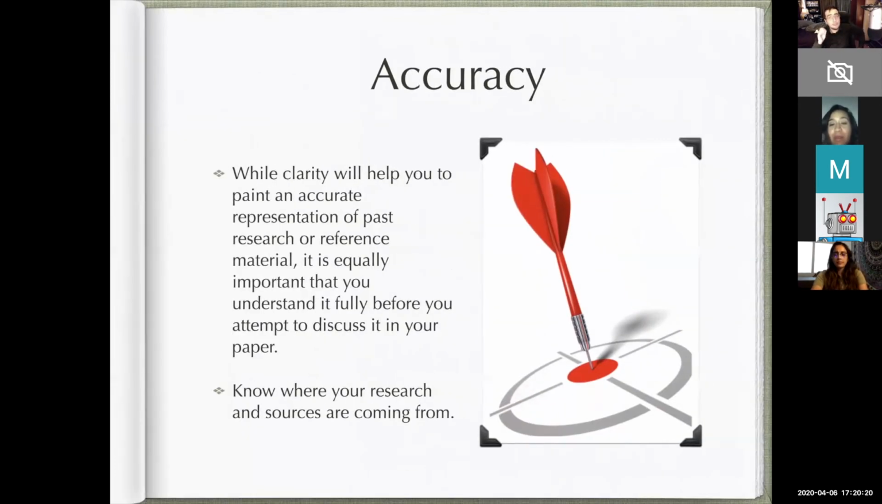Accuracy. Essentially, you need to know what you're talking about. You want to make sure that you have a good representation of research, and it's important that you understand it before you actually get to the writing section of it, because we've all been here where you're writing it, but then you're also getting more research because you found out you didn't have enough. So you're researching, then you're writing, and then you're researching a little bit more and sticking that in. And then it ends up becoming disjointed because you just didn't have enough material to work with at the beginning.